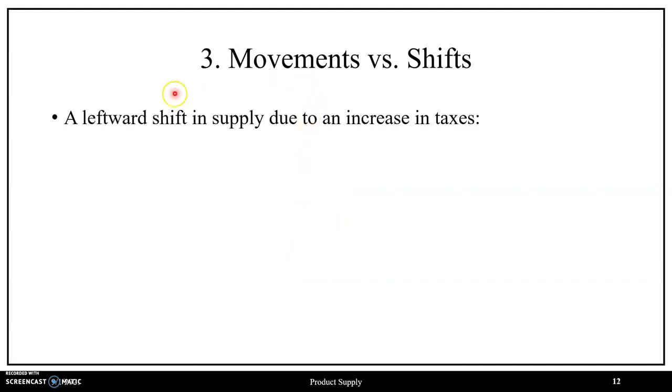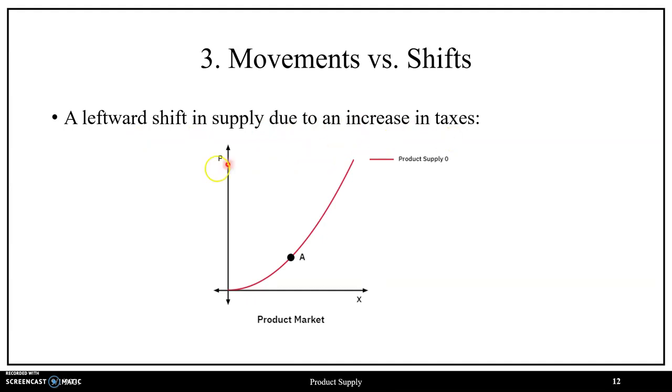Now, turning our attention to a leftward shift in the product supply curve, let us consider the case in which there is an increase in taxes. So here we have our graphical representation once more, in which we have price on the vertical axis and quantity of a good or service on the horizontal axis. We begin with our initial upward sloping product supply curve in red, product supply 0, and we start at point A and we're going to assume that price is held constant.